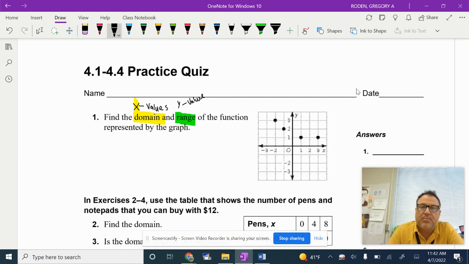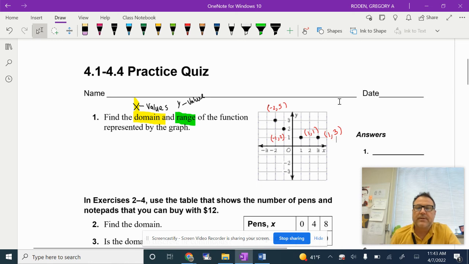Now, if you look over here at these points, this point right here, I'll put it in red, is the point -2, 5. This point right here is the point -1, 2. This point right here is the point 1, 1. And this point right here is the point 1, 3. Okay? Now, the first thing they want us to do is list off the domain.